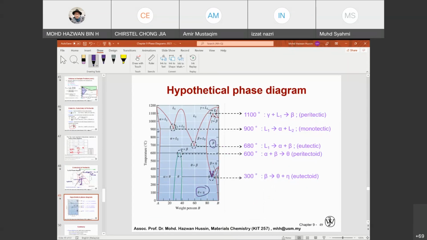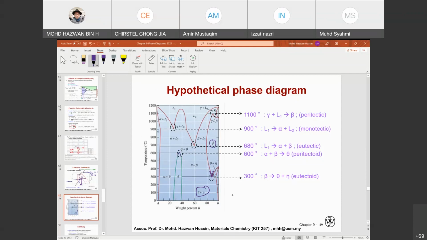Below it is theta plus beta. So this could be the eutectoid reaction because we know one solid forms two other solids. What else? Okay, so we see this one next, at around 600 something. The phase boundary is located at the bottom.